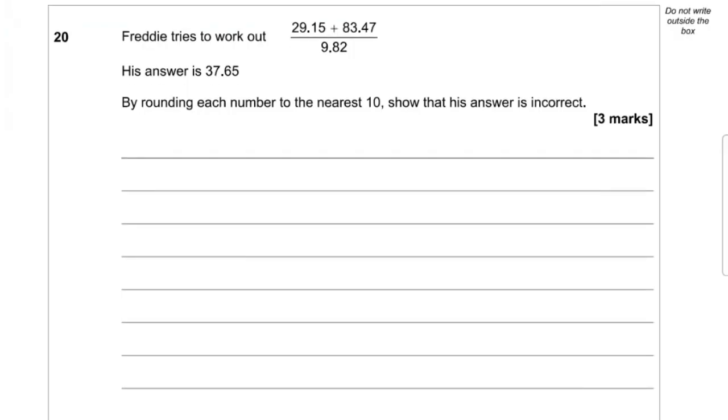So, question 20. Freddie tries to work out this calculation here. His answer is 36.65. By rounding each number to the nearest 10, show that his answer is incorrect.